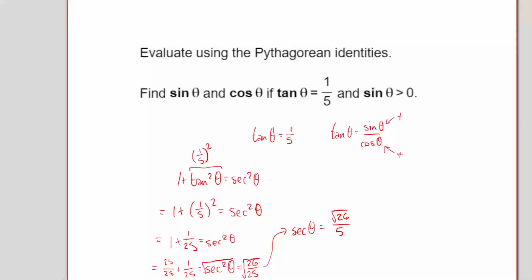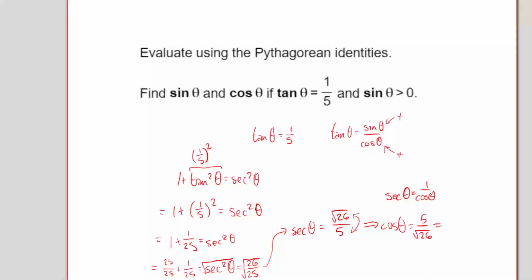Okay, great. So now that we have secant of theta, we can flip it and get cosine of theta, because remember, secant theta is equal to 1 over cosine theta. So in order to get cosine from this, we just flip the fraction. So we'll get that cosine of theta is equal to 5 over the square root of 26.